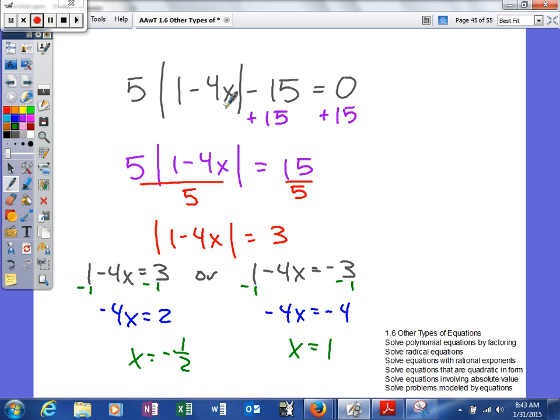When you plug in 1, you'll get negative 4, so that'll be the absolute value of negative 3, which is 3 times 5 is 15. 15 minus 15 is 0 also, so that one works.